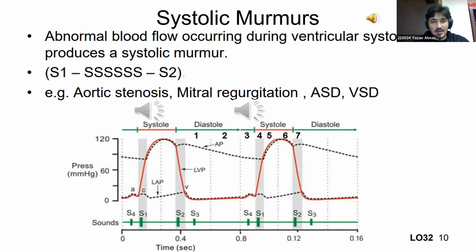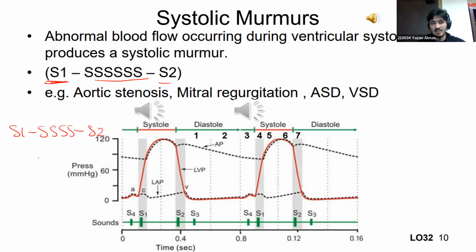Okay, now here it's saying the slide. I'm just going to read the slide to keep up with the doctor to make sure we cover everything. Abnormal blood flow occurring during the ventricular systole. Obviously, if we have abnormal blood flow, we're going to hear it in the stethoscope, and this is called a murmur. So here the doctor says S1, S2. What he's trying to say is that you're going to hear the first heart sound, which is S1. Then you're going to hear the murmur, and then you're going to hear the second heart sound.